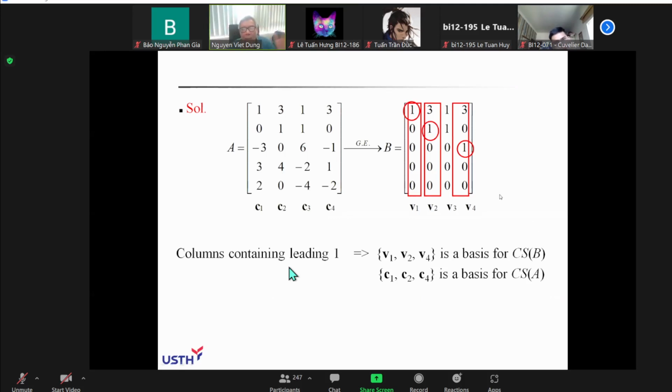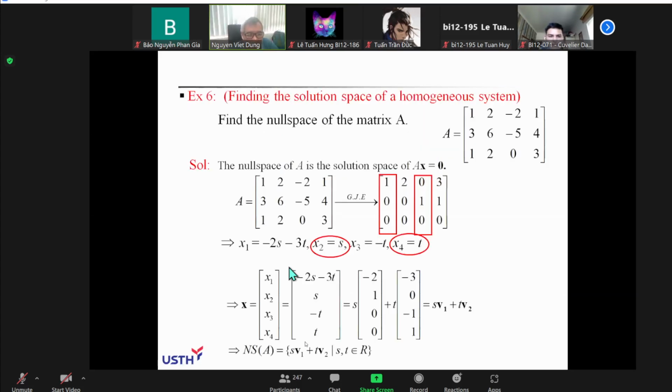So that is the second way to do it, and I prefer this method to find the basis for the column space. Next one, that one is a very important thing because it will concern the second part of the course. That is something about eigenvalues, eigenvectors, and diagonalization.